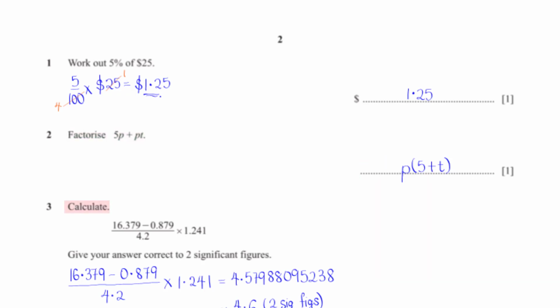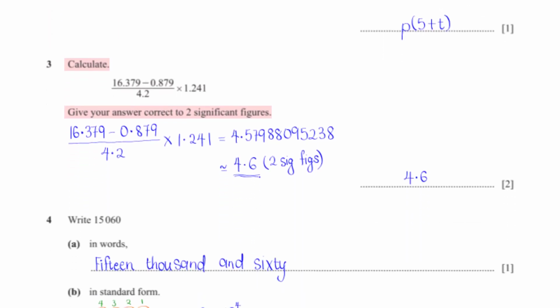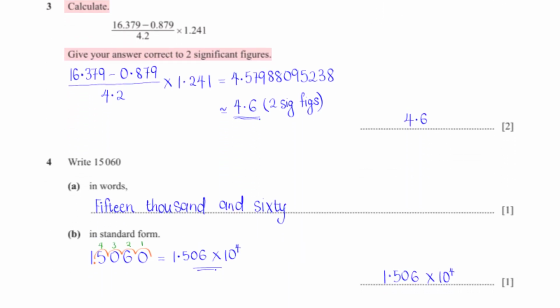Calculate 16.379 minus 0.879 divided by 4.2 times 1.241. Give your answer correct to two significant figures. When we type this into the calculator, we get 4.57988095238. The second significant figure is 5, and the number after 5 is 7. Since this number is greater than 5, we add 1 to 5 and ignore the rest of the numbers, and so this leaves us with 4.6.